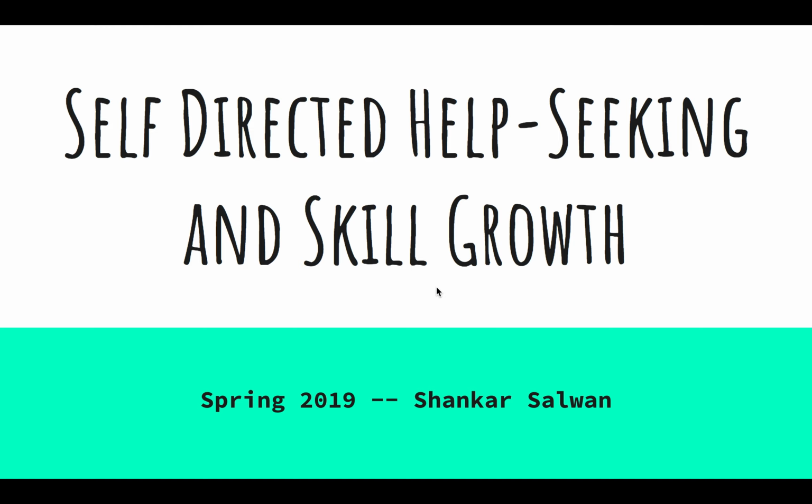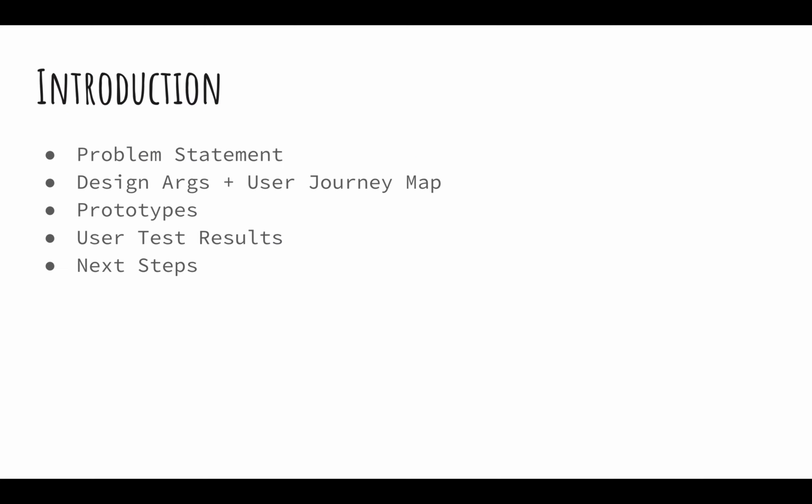All right, this is the Self-Directed Help Seeking and Skill Growth Project in the Agile Research Studio SIG, a special interest group in design technology and research. I am Shankar Salwan, and I will be presenting you my research findings from this quarter, all that I have done, all the problems I've unfolded and discovered, along with next steps I've identified. So let us begin.